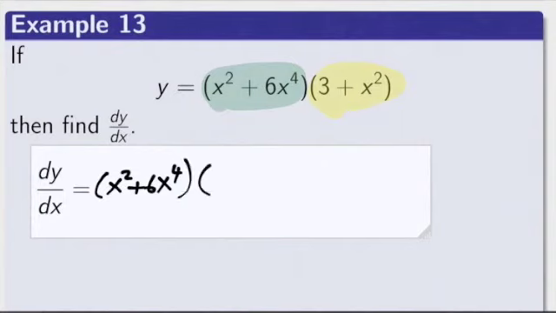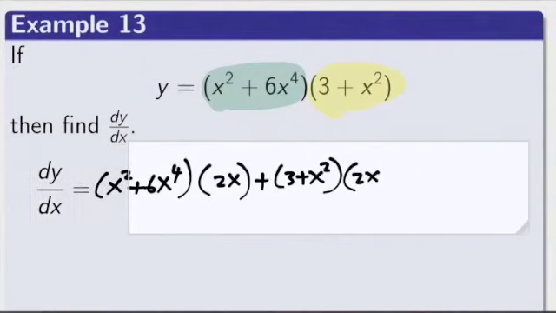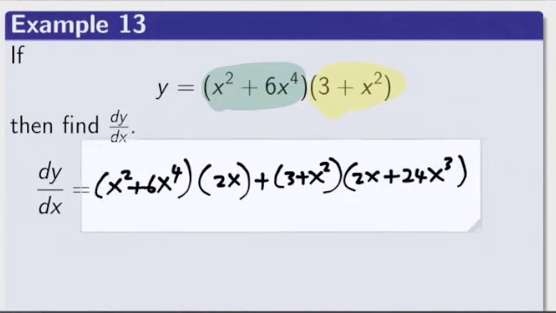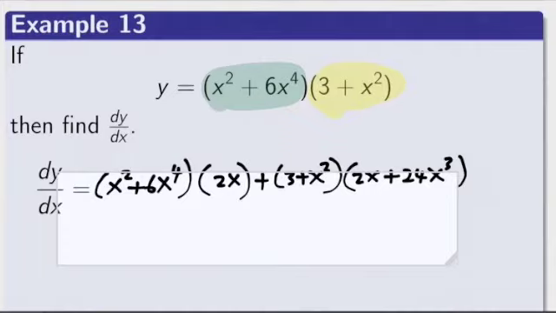Derivative of 3 is 0. Derivative of x squared is 2x, plus the second function multiplied by the derivative of the first function. Derivative of x squared is 2x. Derivative of 6x raised to the power 4 is 24x cubed. Again, we can simplify the right hand side of this equation by expanding the brackets, which is left as an exercise for you to do.